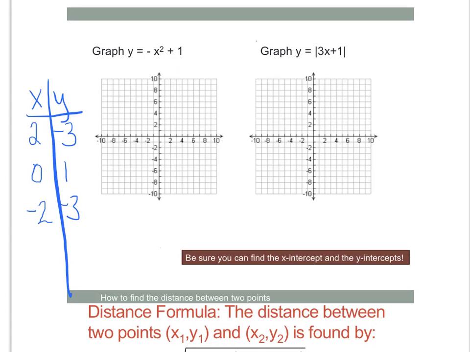2 comma -3 is right here. 0 comma 1 is right here. -2 comma -3 is right here. Right now it looks like it might be like an upside down V or something. I'm going to try a couple more points. I'm going to try 1 and -1.